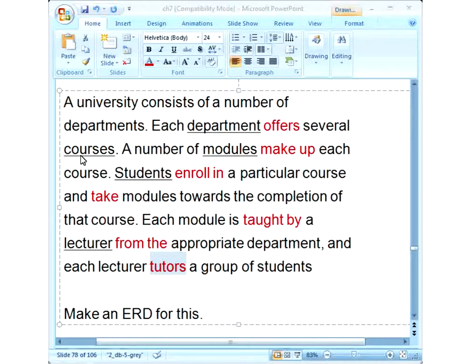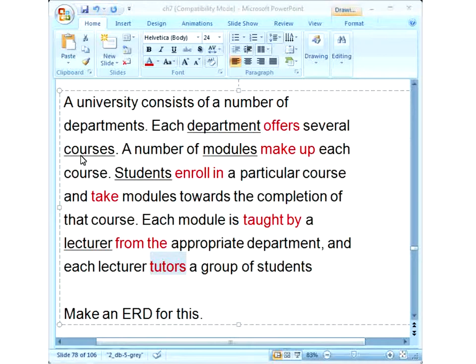Then you said that students take modules towards the completion of that course. So it means there is a relationship between student and module as well. Previously it was between student and course. Now takes is a relationship between module and student. Then taught by is a relationship between module and lecturer. So lecturer teaches module. One lecturer teaches many modules, but one module is taught by one lecturer only. So if it is from module to lecturer, it will be many-to-one, because many modules are taught by one lecturer.